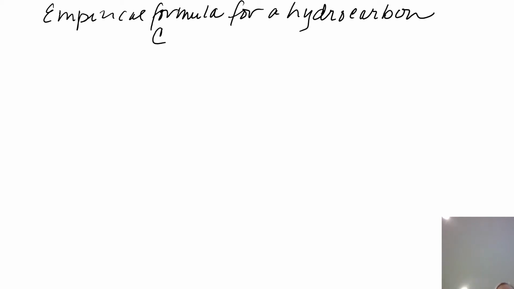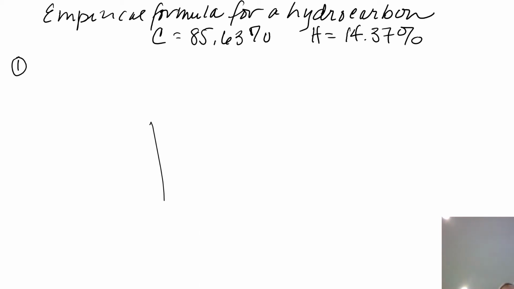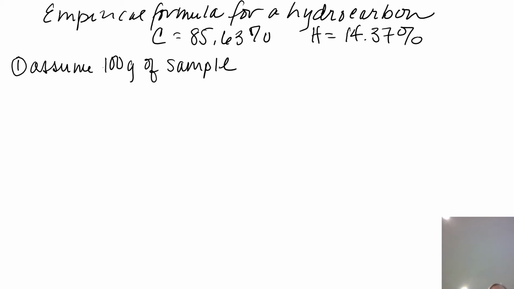And sample analysis gave us 85.63% carbon and 14.37% hydrogen. Now we're going to come up with the empirical formula, and then with some additional information, we will determine the molecular formula. We are, again, going to assume we have 100 grams of our sample. So that means we can convert our percent directly to grams.